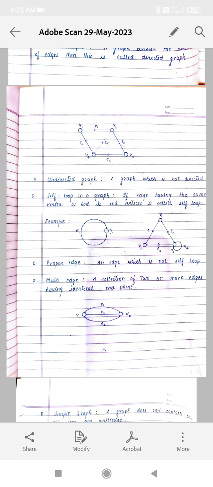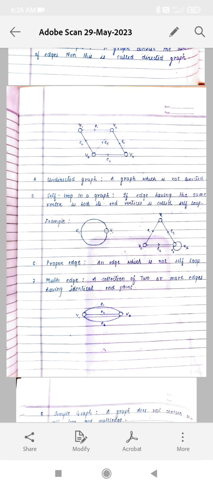Fourth is undirected graph. As the name suggests, a graph which is not directed is an undirected graph. Fifth is self loop in a graph. If an edge has the same vertex as both its end vertices, it is called a self loop, as you can see in the example. For the first figure, V1 is the vertex and E1 is the edge which is starting and ending at V1. So for E1, end and start vertices both are V1, so it is a self loop.